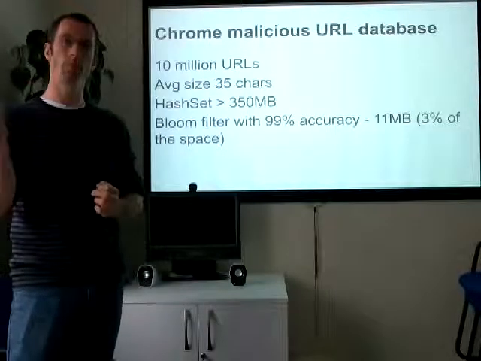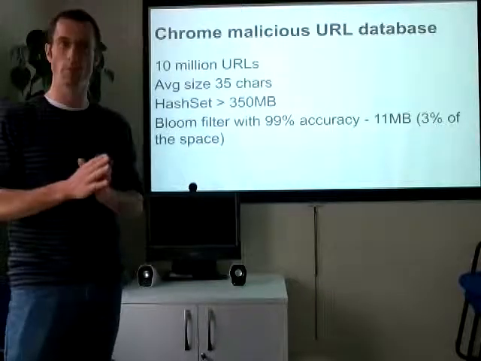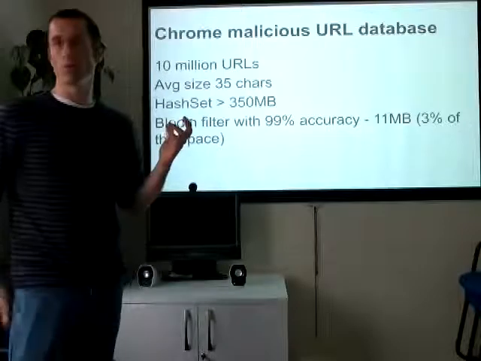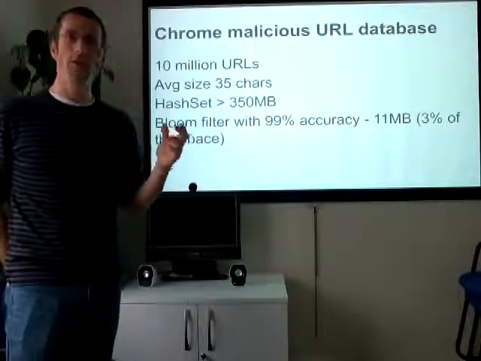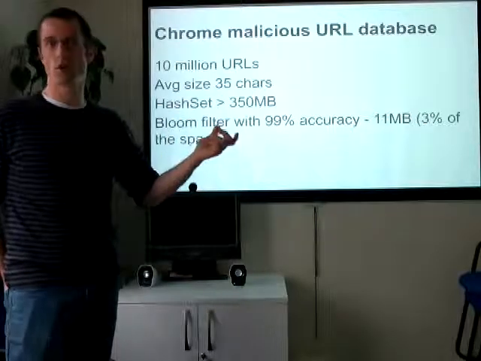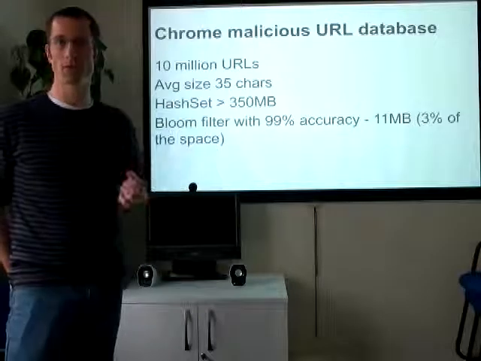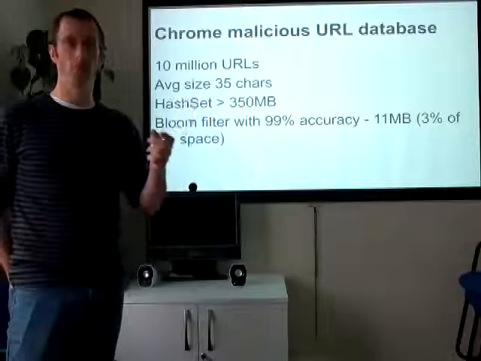If the Bloom filter says, no, never heard of it, then that means great, your site is guaranteed good, you may go and browse at will. If the Bloom filter says, whoa, that looks a bit fishy, then Chrome will go and make a request back to Google's own malicious URL service and say, I think my user is about to go to a malicious URL, could you just check it for me?